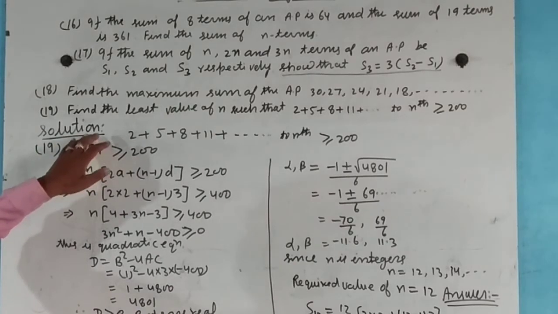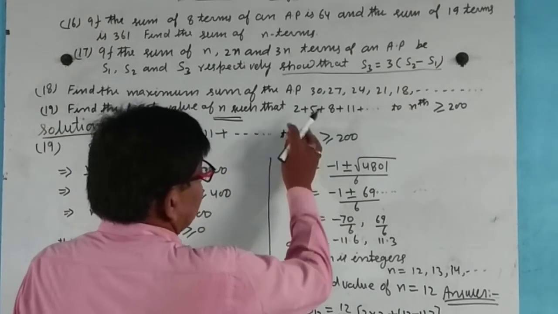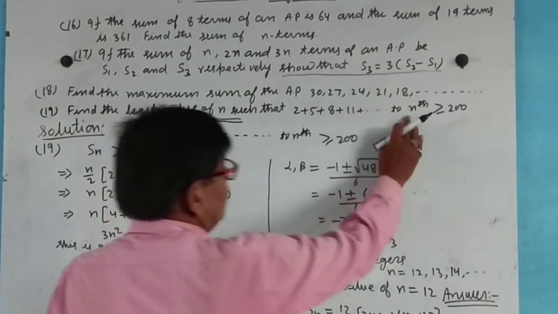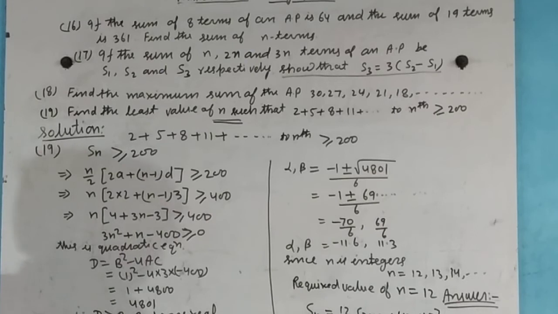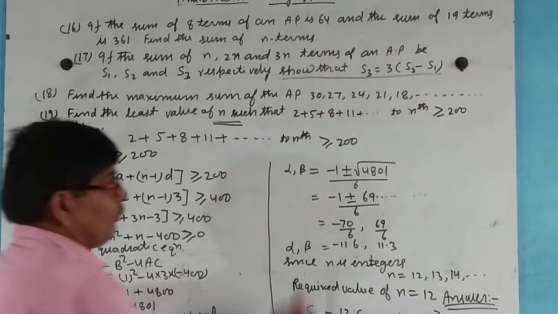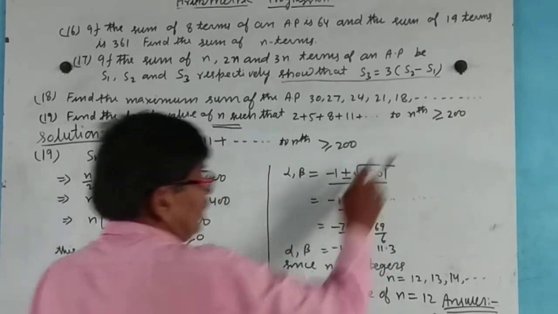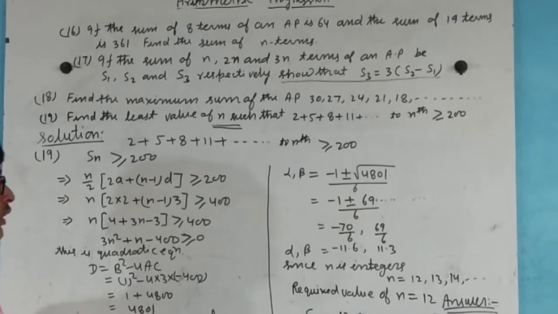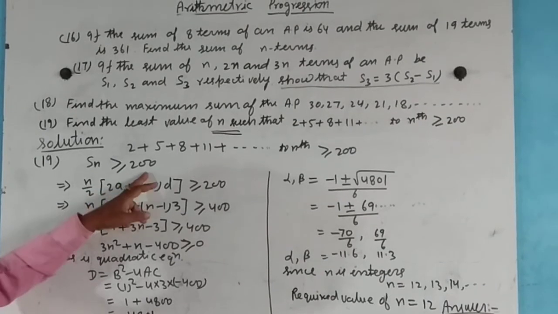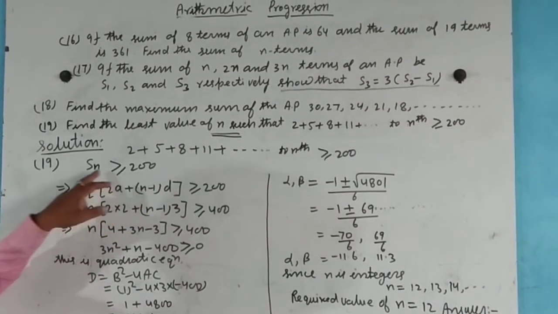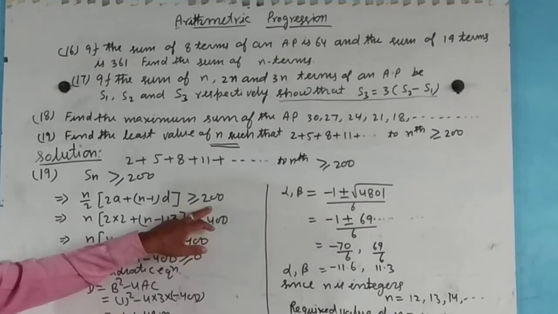Question number 19: find the least value of n such that the sum of 2, 5, 8, 11 to n terms is greater than or equal to 200. In this case we calculate how many terms, the number of terms, so that the sum is greater than or equal to 200. Let us suppose that Sn is greater than or equal to 200, so that n by 2, (2a plus (n minus 1) into d) is greater than or equal to 200.